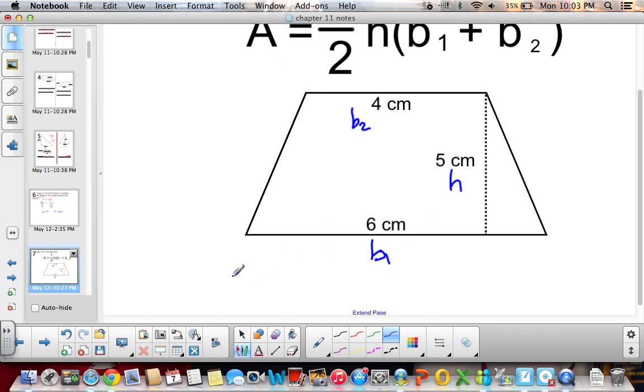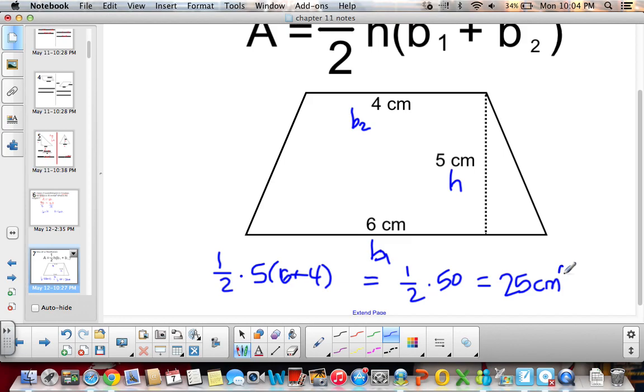So we are going to take 1/2 times 5 times 6 plus 4, and then we simplify. 6 plus 4 is 10, times 5 is 50, so we have 1/2 times 50, again because we do inside our parentheses first. 10 times 5 is 50, 1/2 times 50 equals 25, and it's area, so it's centimeters squared.